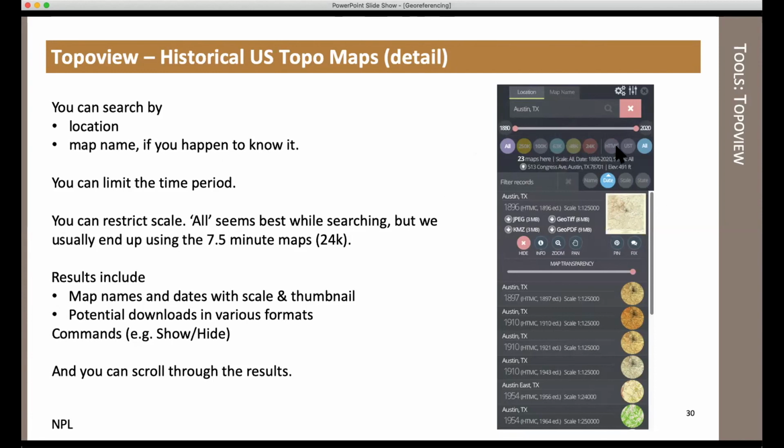You know, you can look for different scales, but all seems to be the best. I mean, you're going to end up wanting to use the best resolution you can get, which is typically these 7.5-minute maps. But sometimes larger scales are useful. And again, this is what you get. You can scroll through them. You can look at a recent one. You can go back to older ones if you don't find what you're looking for.